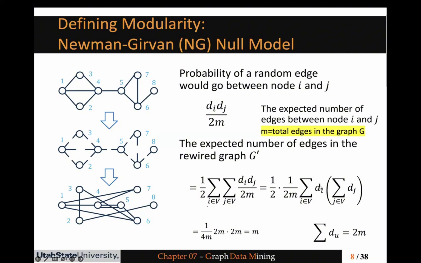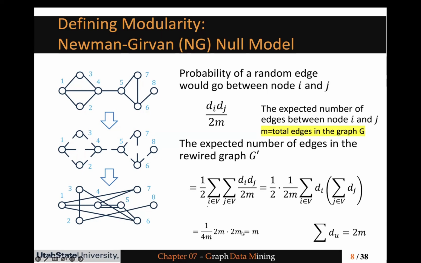So the sum of the degrees d_i over all the i's that exist in my vertex set is nothing but 2 times m, as we say here. So the total number of edges in the graph is equal to m, and the total number of stubs is equal to 2m. So 2m times 2m over 4m is the expected number of edges, which is exactly m in this case.